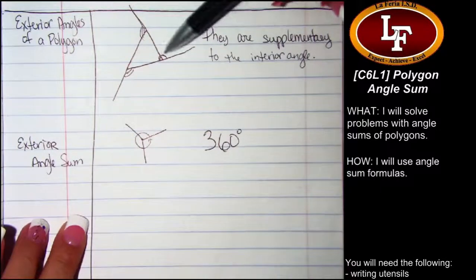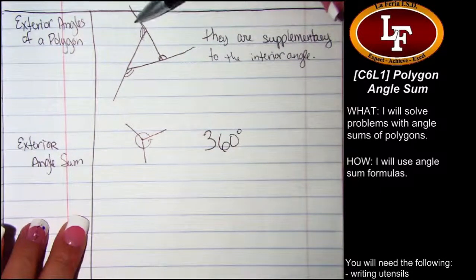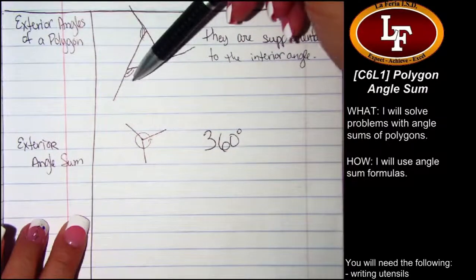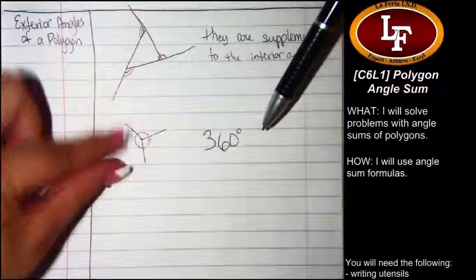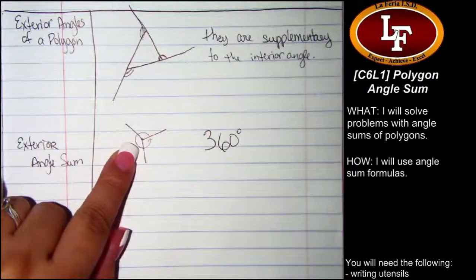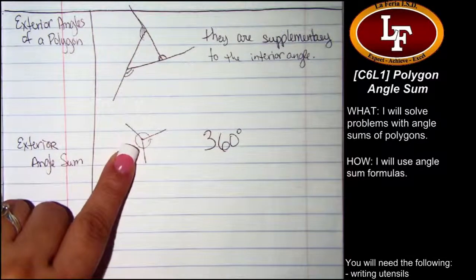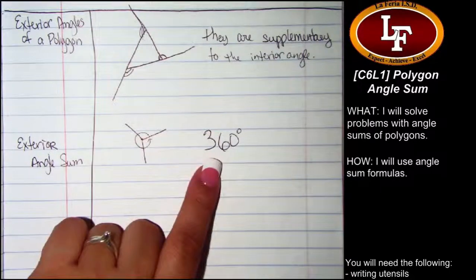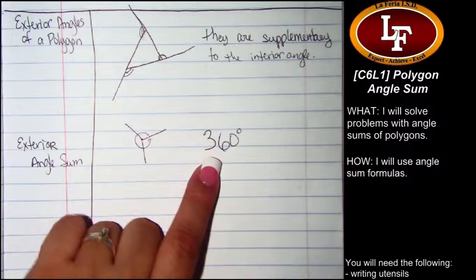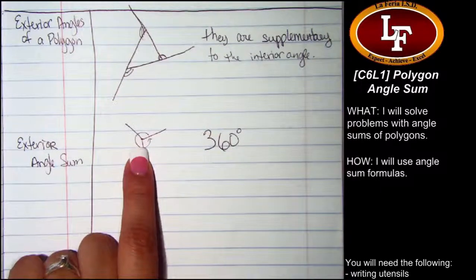Notice, if I add this exterior angle to this exterior angle to this exterior angle, you got that just by zooming out, didn't you? So it doesn't matter how many sides or how many angles our polygon has, if you're being asked for the exterior sum, it's always 360. Because you can zoom it out until it turns into this dot and have everything all together.